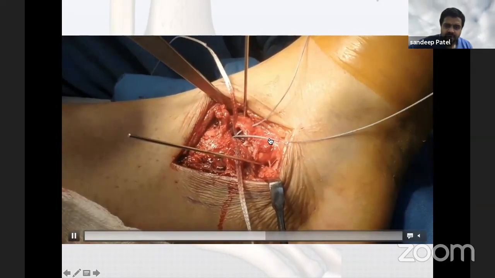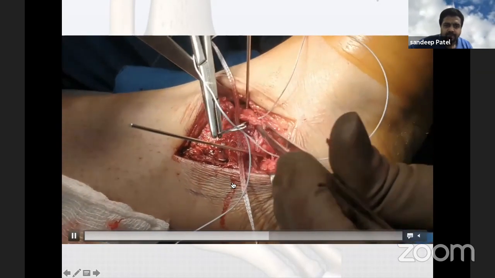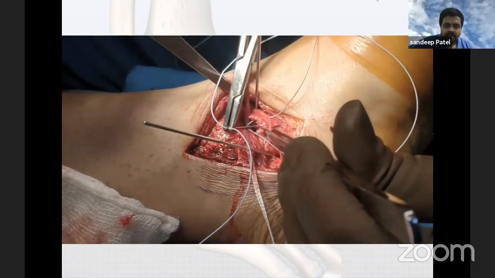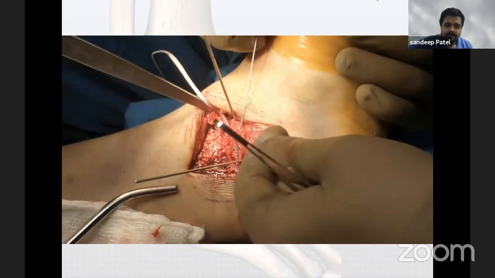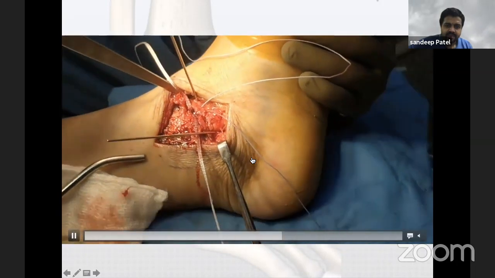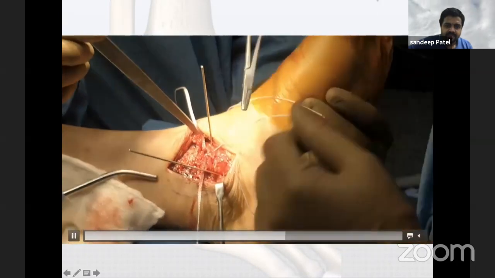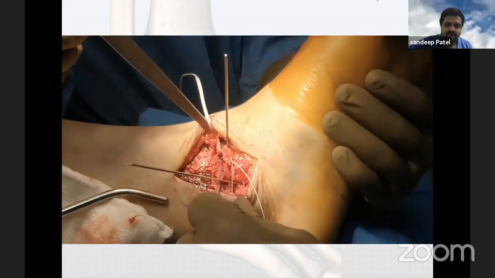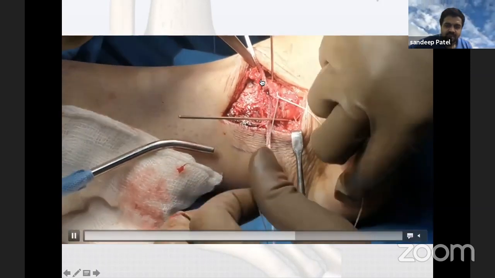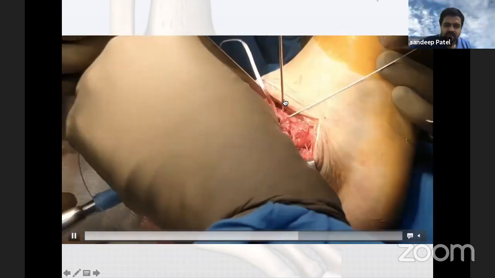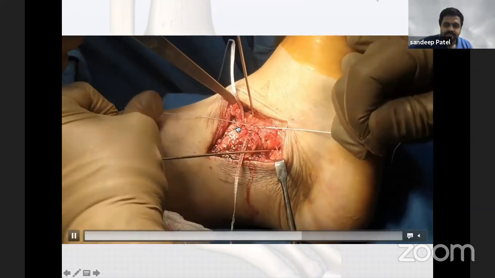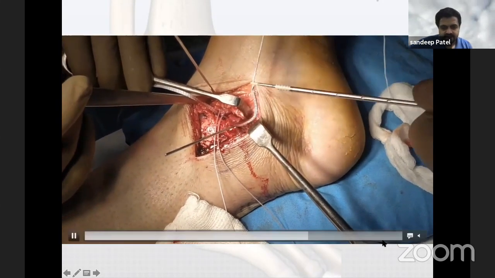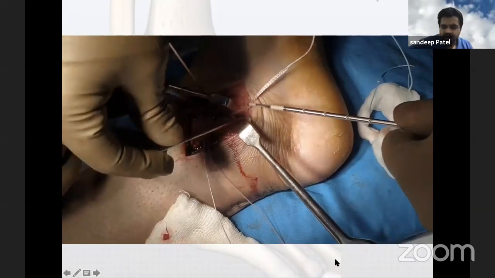And once we tie this, this will be beautifully approximated. However, you can see we are tying it. But this repair also needs augmentation. That is where we use these fiber tape limbs to augment the repair, one into the sustentaculum and the other one into the talus. So I'll be skipping that part.